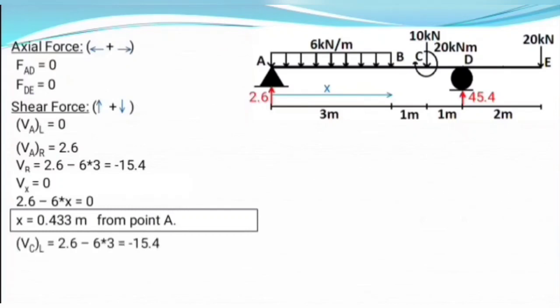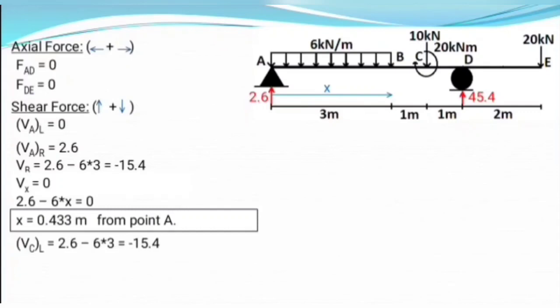Now let's move to our next point. Our next point is point C, but due to the presence of a point force of 10 kN intensity at point C, we need to calculate shear force at just left and just right of point C. At just left of C, shear force equals 2.6 minus 6 into 3. Here we have done the summation of all the vertical forces on the left of C.